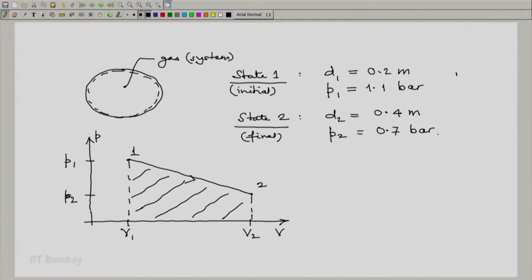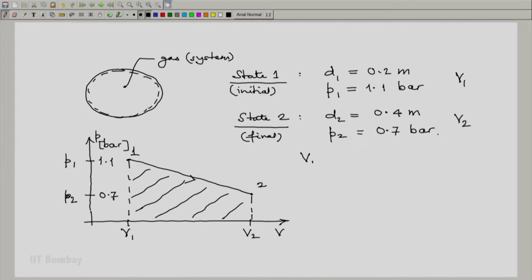Welcome back. Continuing with the solution of the illustrative example, the first thing we notice is that we will now have to determine the initial volume V1 and the final volume V2, so that just the way we can write the pressures here, initial pressure of 1.1 bar and the final pressure of 0.7 bar, we can quantify the values of the volumes. We know that the volume of any sphere equals pi by 6 d cube, where d is the diameter of the sphere.